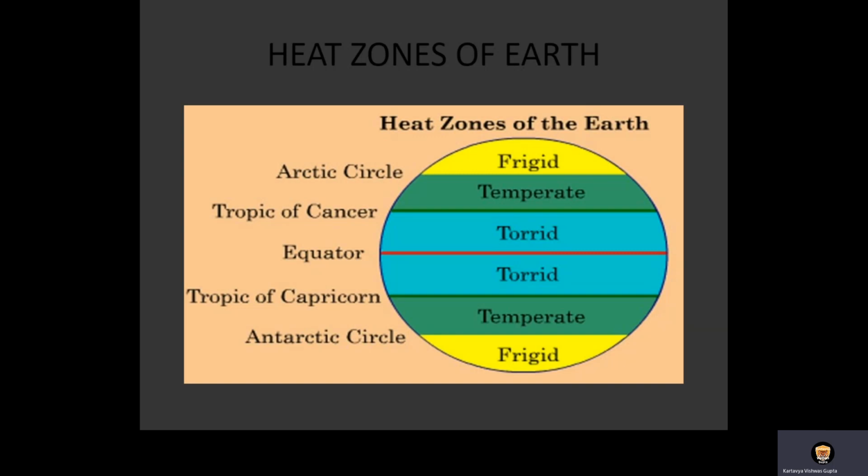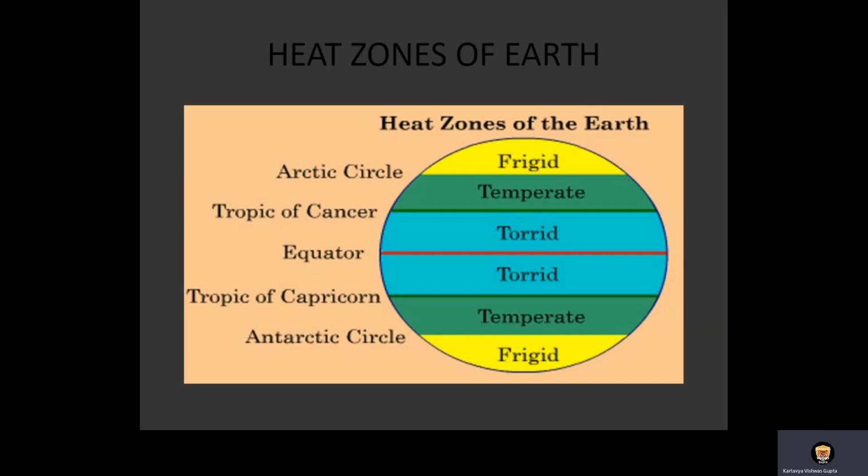So here you can see, let's start with the torrid zone. Here the sunlight comes directly, so it's extremely hot. And the temperate zone can be seen as moderate, not so hot, not so cold. So you must know that India is half in the torrid zone and half in the temperate zone. The northern part of India is in the temperate zone, and the southern part is in the torrid zone.